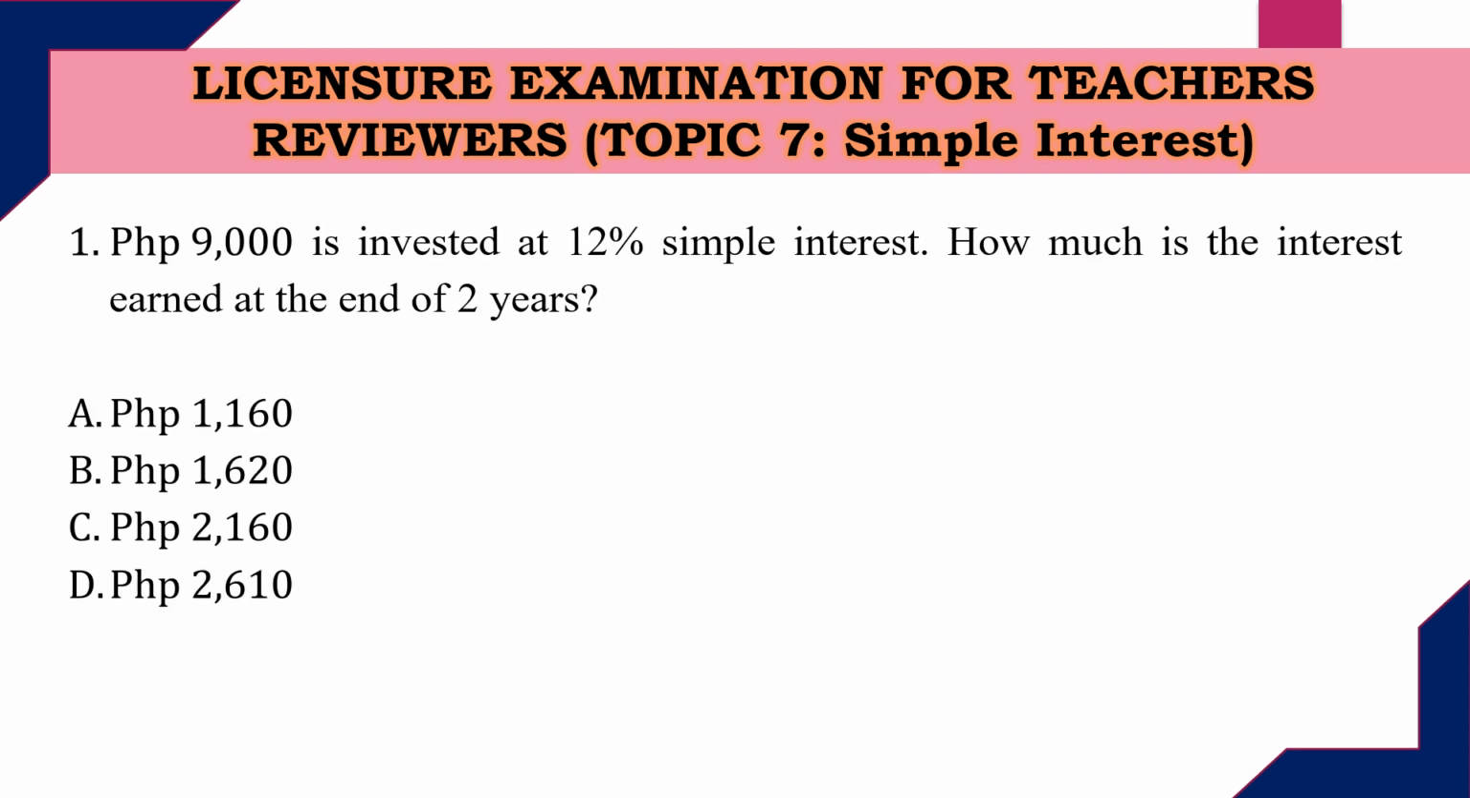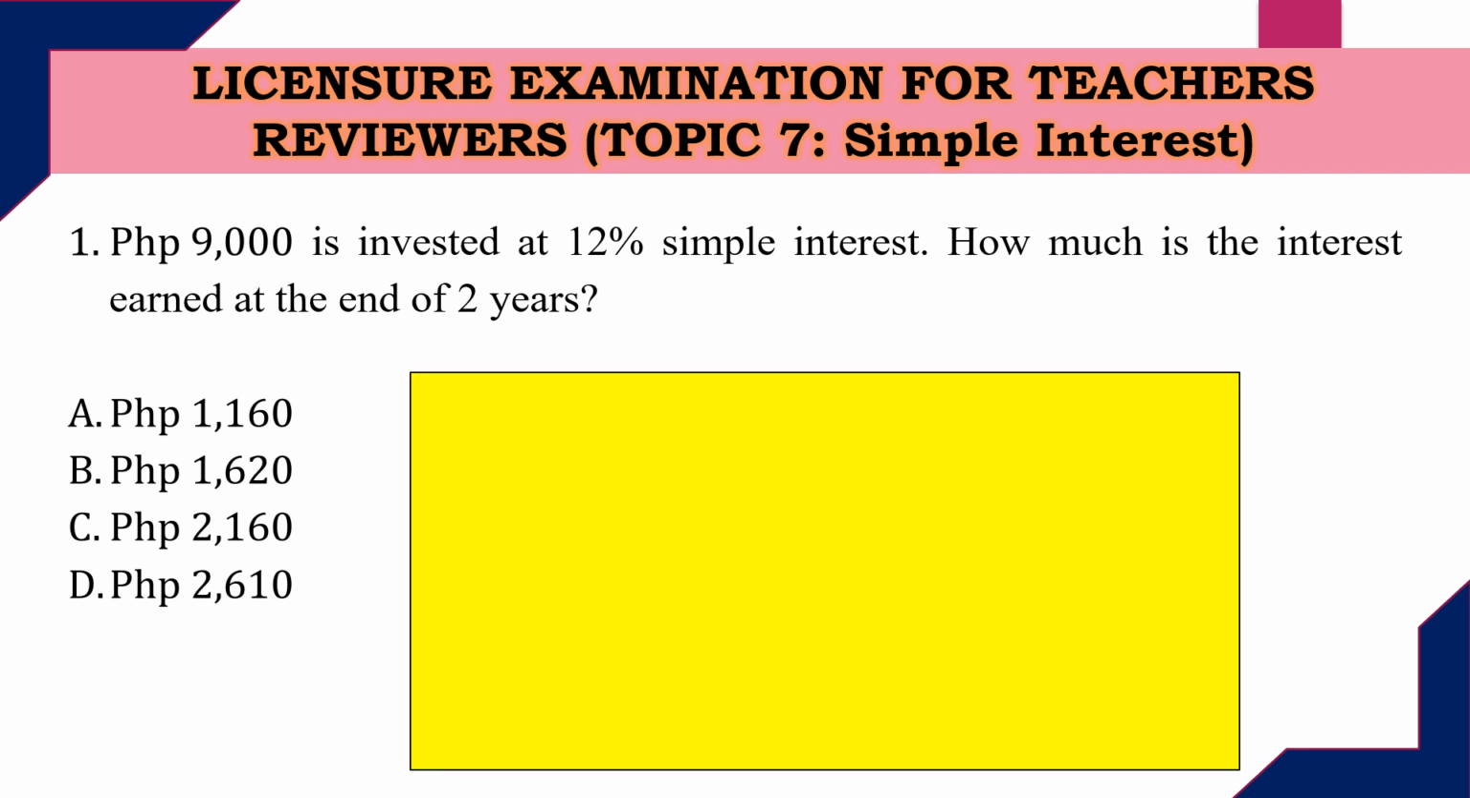Now, let us proceed with our review questions. Number 1, 9,000 is invested at 12% simple interest. How much is the interest earned at the end of 2 years? So, if we are going to identify the given, we have the principal which is 9,000, the rate which is 12%, or in decimal form that is 0.12. So, kailangan nating i-convert yung 12% sa kanyang decimal form bago natin i-compute yung interest. And we have the time which is in years and that is equal to 2.